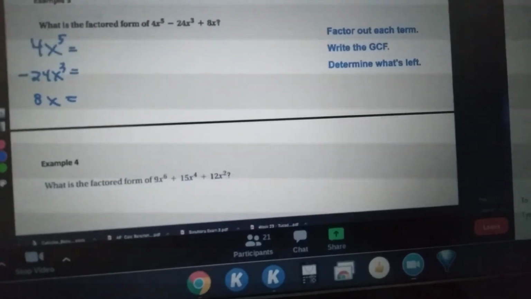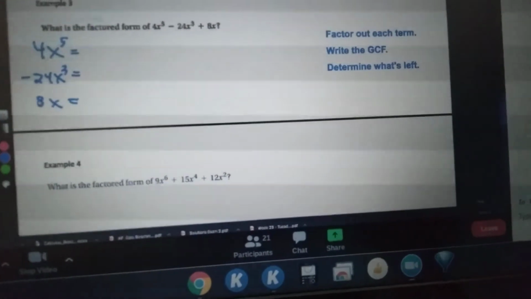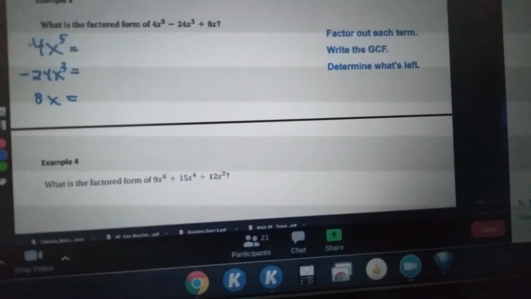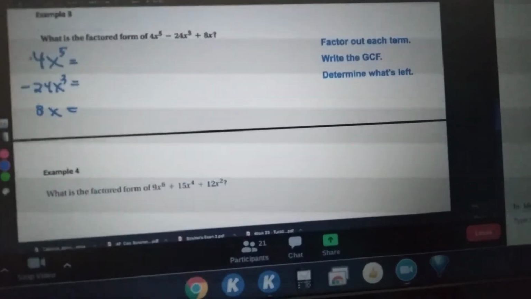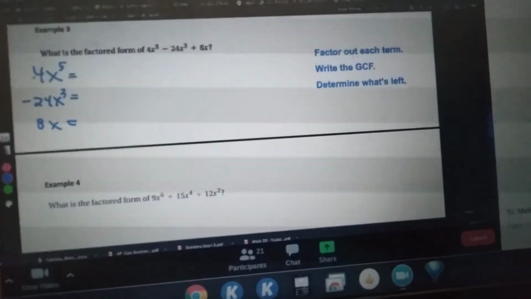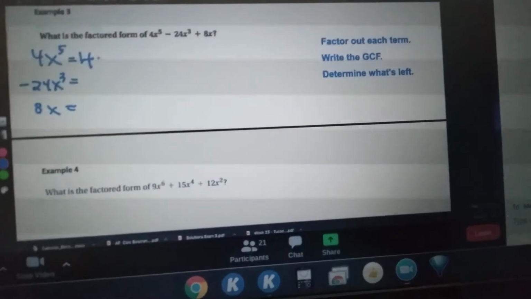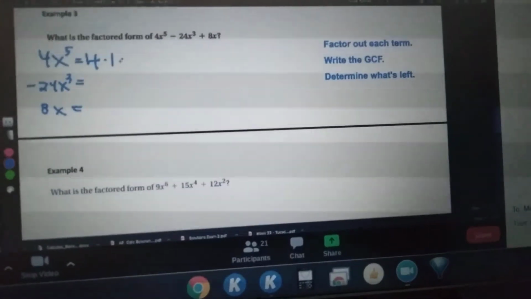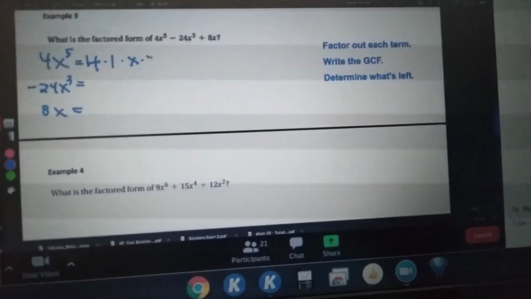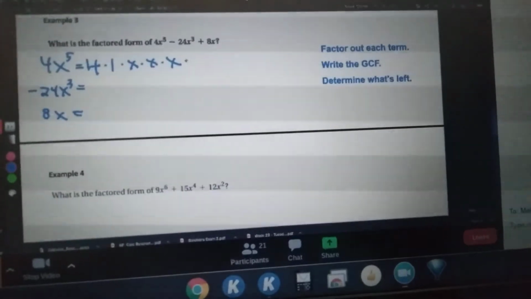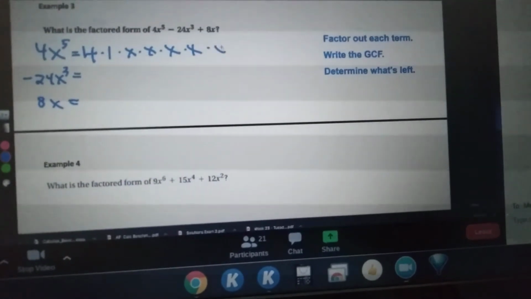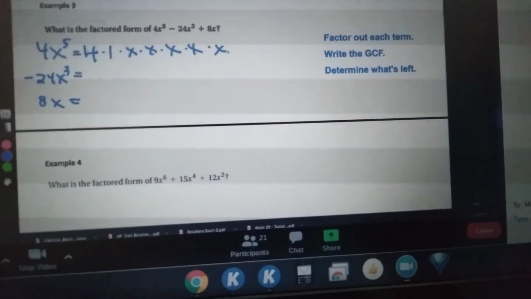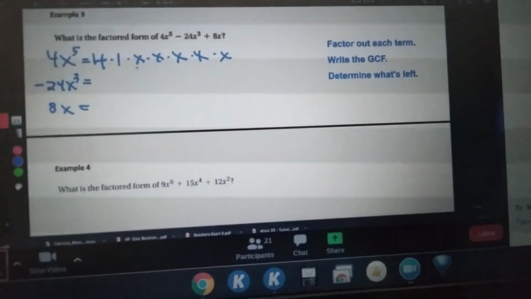Well, look at the numbers. 4, negative 24, 8. What's the largest number that can go into each? Well, let me just start with the 4. What are the factors of 4? What two numbers can I multiply that will give me 4? And I need the biggest one. So 4 times 1 gives me 4. X to the 5th means I'm going to have 5 x's. 1, 2, 3, 4, and then 5. This is x to the 5th. X times x times x times x times x. X times itself 5 times.